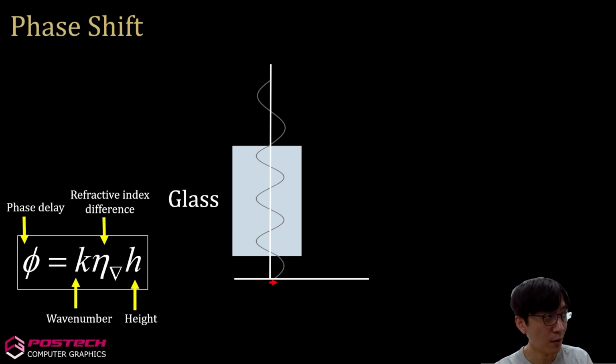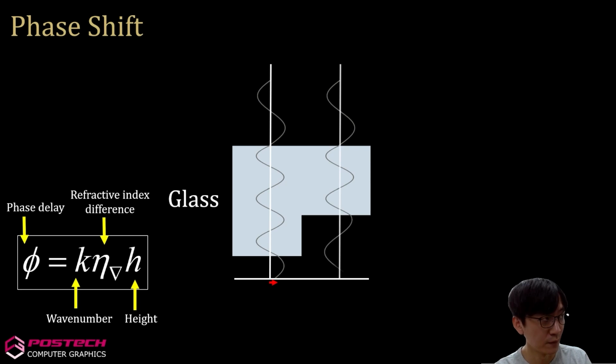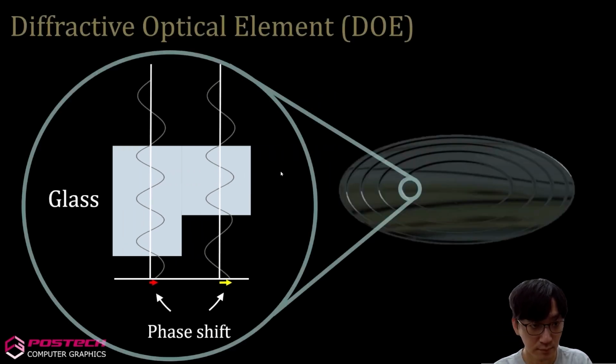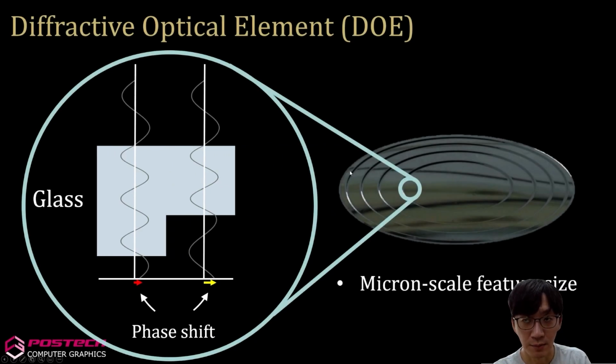Now, if we have another glass with different thickness, then the phase delay becomes different because of this equation; here the height is different, right? Then this results in a phase shift between these two light waves. So a diffractive optical element, called DOE, consists of micron-scale, millions of glass slabs with different thicknesses. This allows us to spatially modulate the phase distribution of incident light waves.